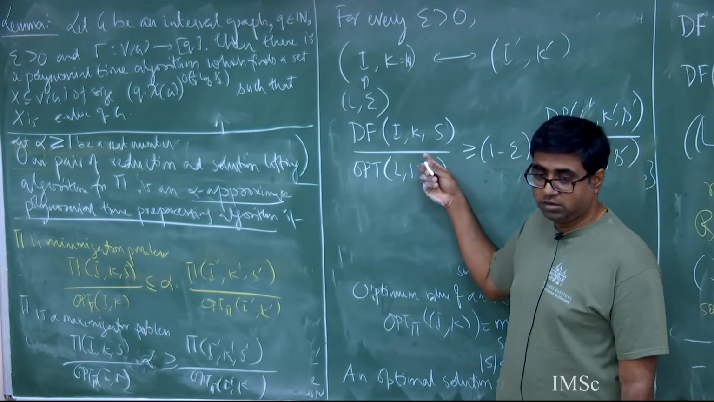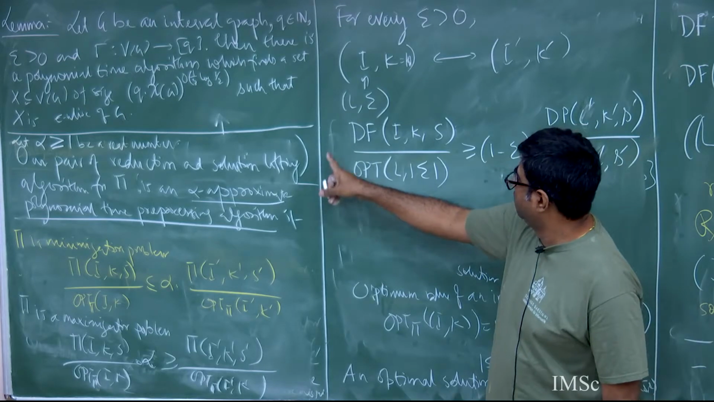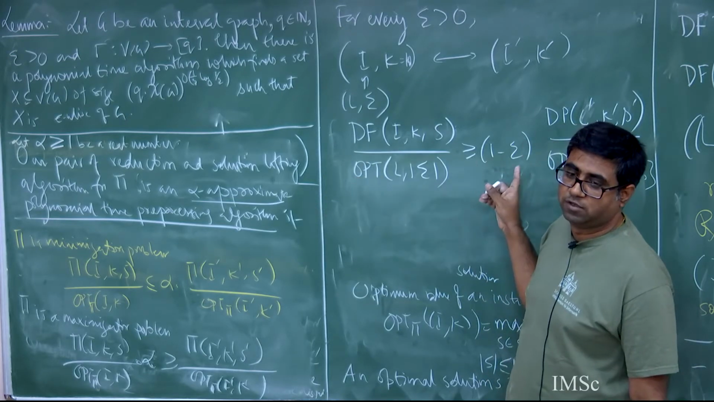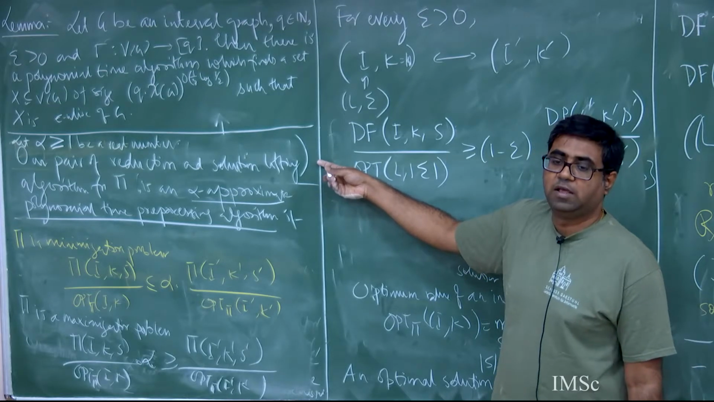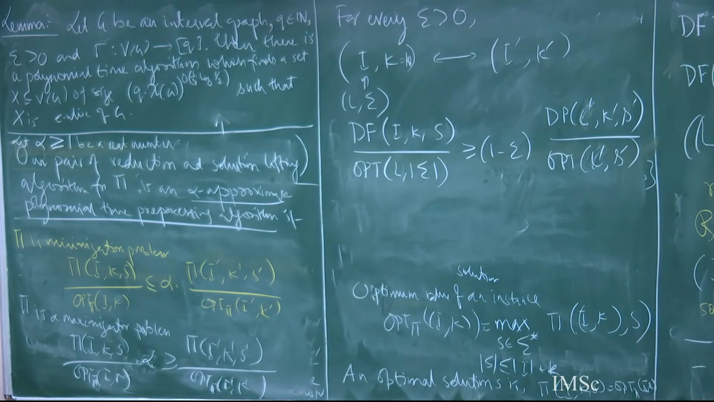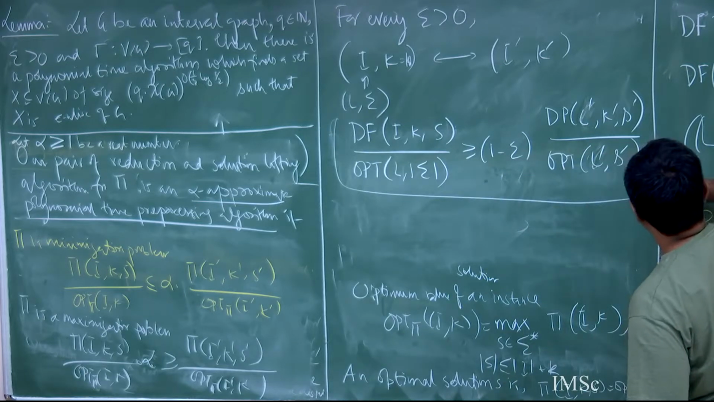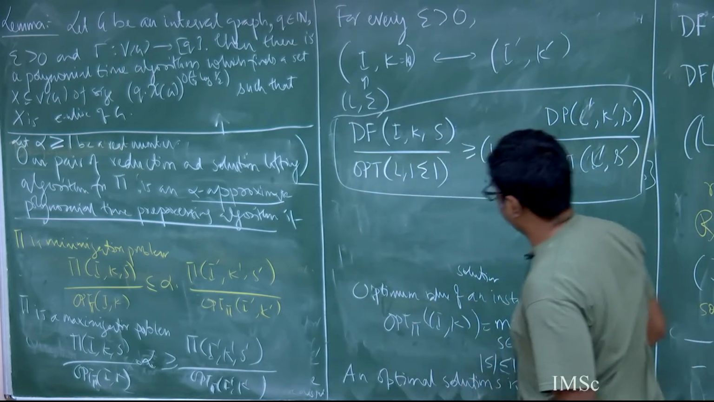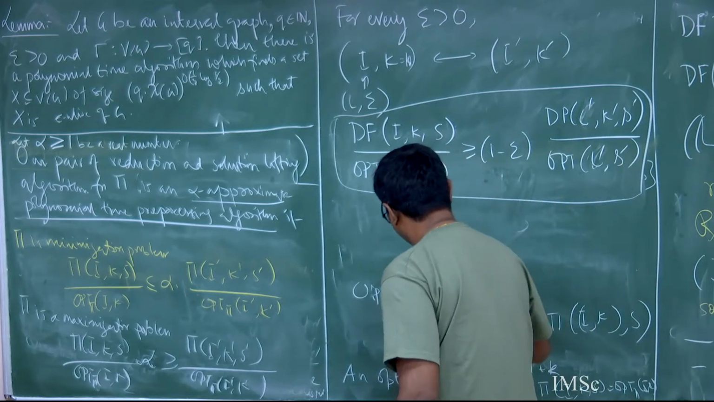Dividing both sides by 1 minus epsilon, this becomes 1 and you get 1 by 1 minus epsilon. Since 1 minus epsilon is less than 1, 1 by 1 minus epsilon is something more than 1, fine. So this is my goal. What I want to achieve is basically this.